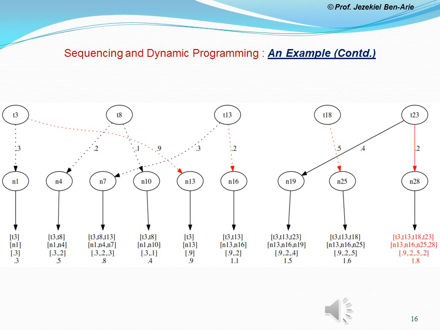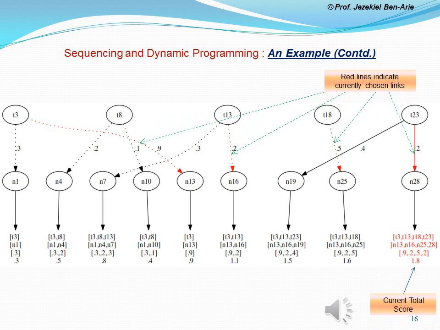So, we chose the link with N28, and this gives our final total score of 1.8, which we get by adding 0.2 to the previous total score of 1.6. The red arrows in the diagram indicate the finally chosen links, which represent the similarity among input and training samples. And here ends our detailed discussion on risk methodology.